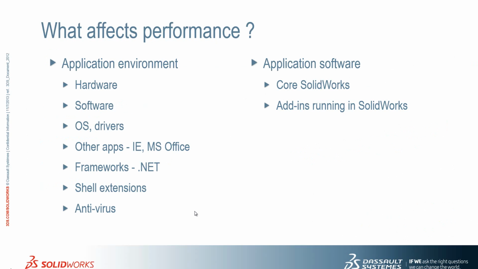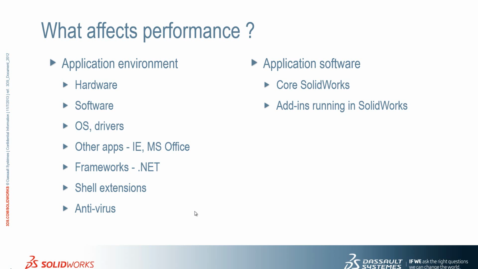Okay, so what affects performance? It's split into two areas here. So we've got the application environment and then the application software. The environment is what hardware you're running, so what CPU you're running and things like that. You've got software, so things like Windows, so Windows 7 or Windows 8.